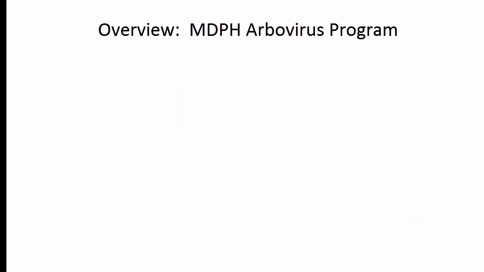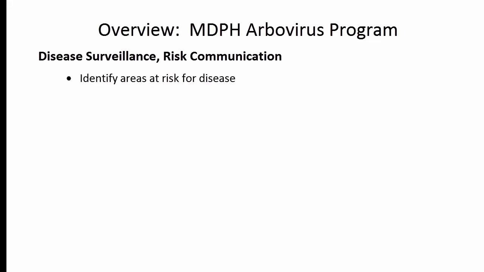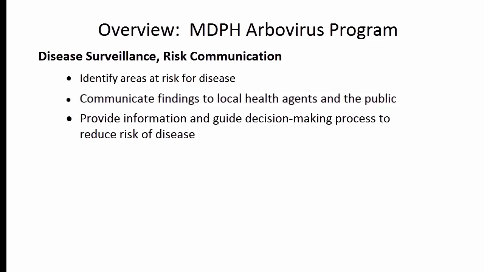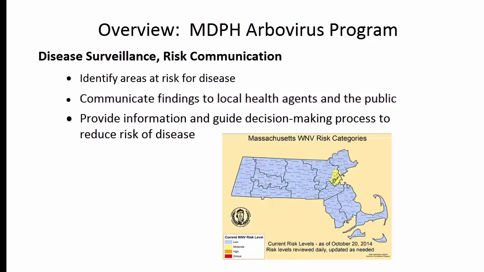Overview of the Massachusetts DPH Arbovirus Program. The third component of the DPH Arbovirus Program is disease surveillance and risk communication. The program objectives include identifying areas at risk for disease, communicating findings to local health agents and the public, and providing information to guide decision-making to reduce the risk of disease. Publication of the map above is an example of this program.